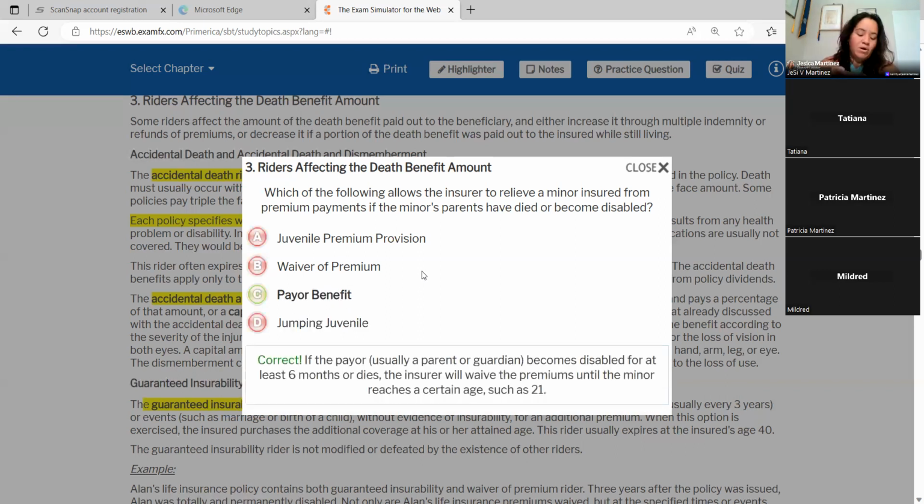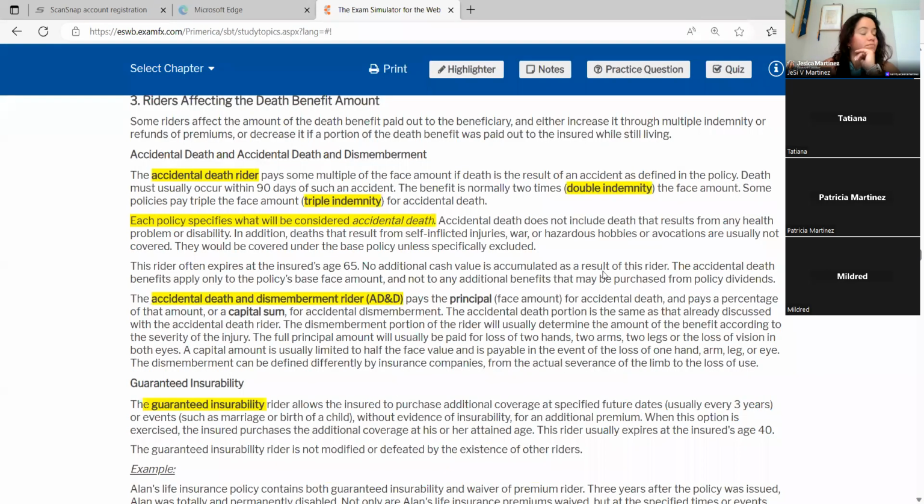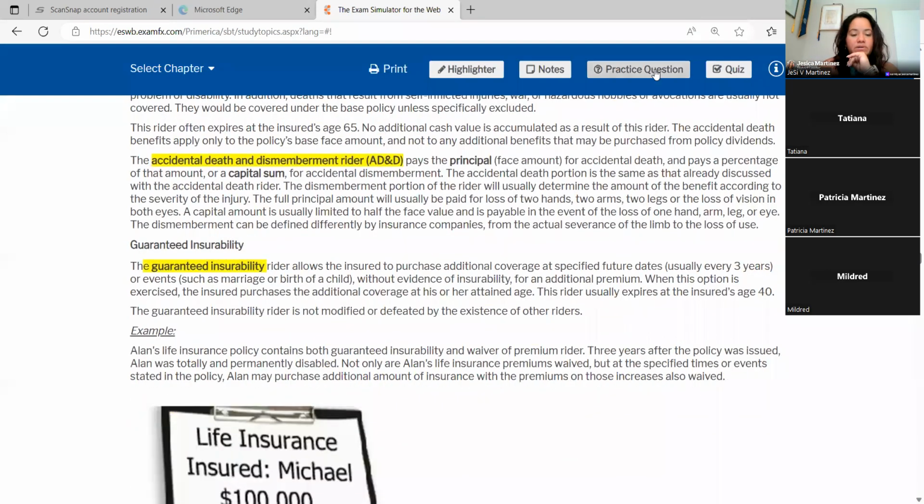So waiver of premium will basically cover me. If I become disabled, it will take care of my premiums at month 7, so after a 6-month waiting period. And if I have any child riders, it will cover the payer benefit. Will cover them until the age of 21. A little bit more down.